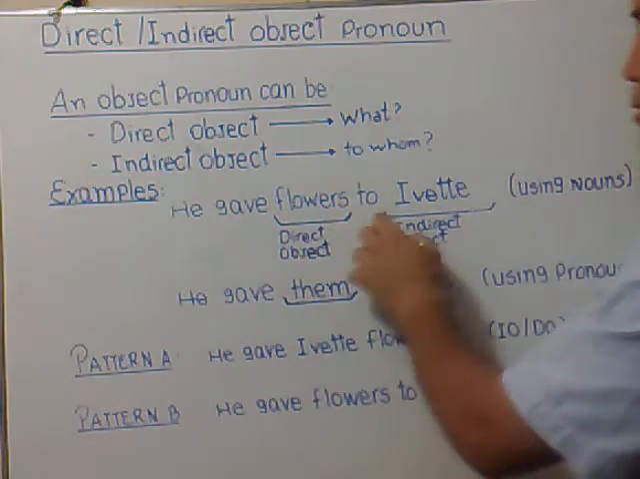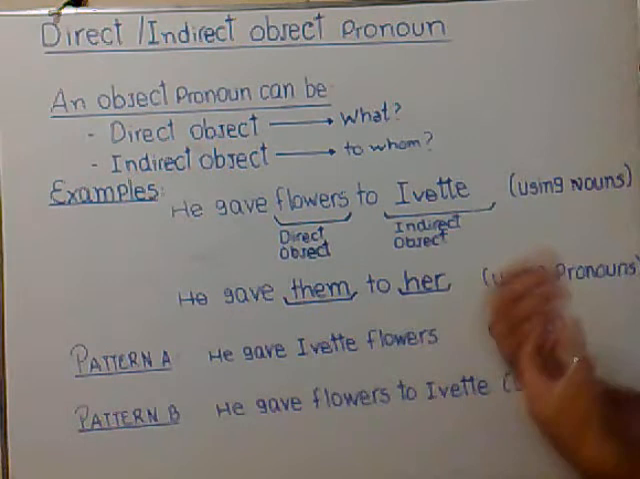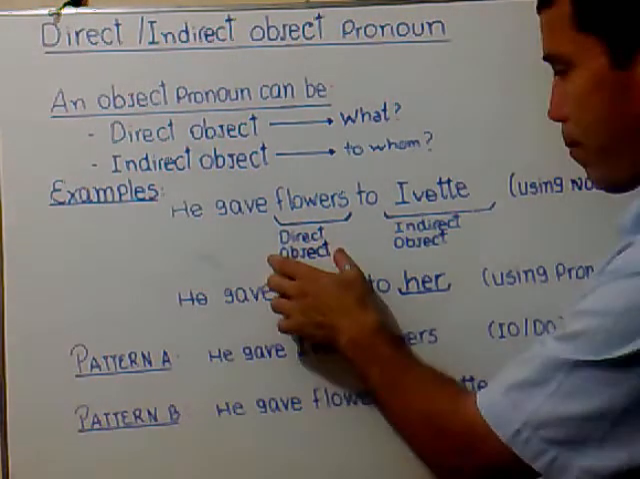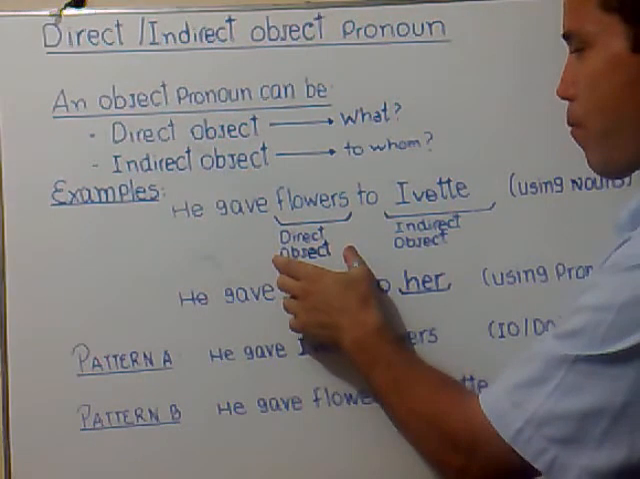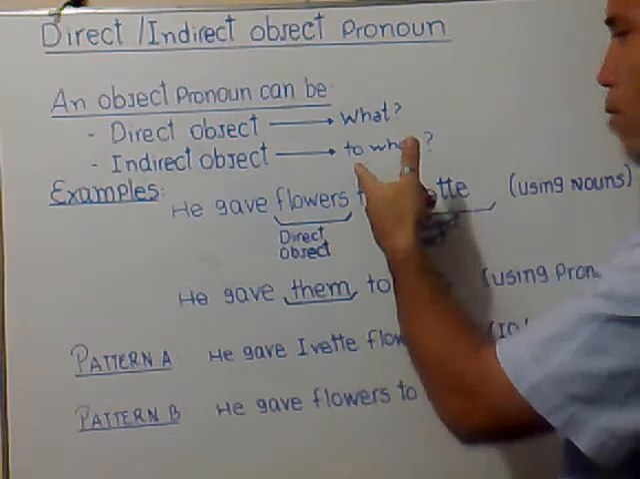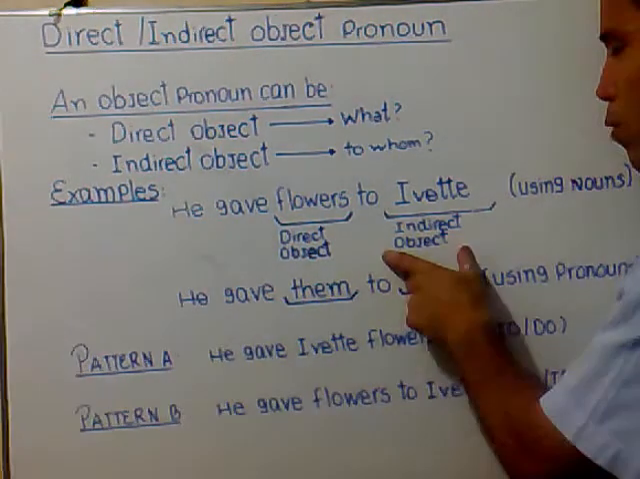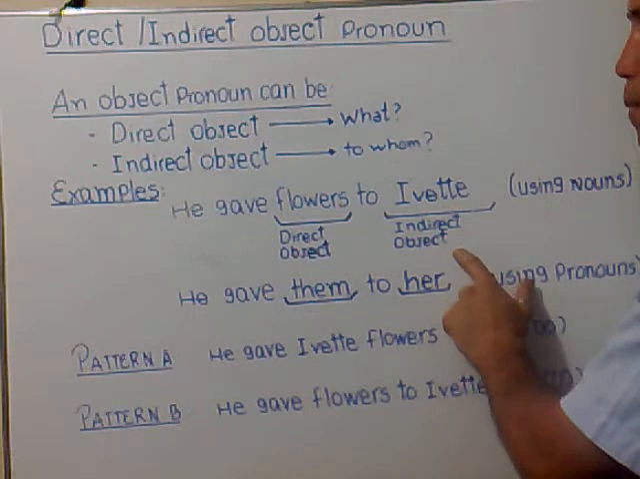He gave flowers to Yvette. We ask the question, what did he give? The answer is flowers. Therefore, flowers is a direct object. We ask the second question, to whom? To Yvette. So, Yvette is an indirect object.